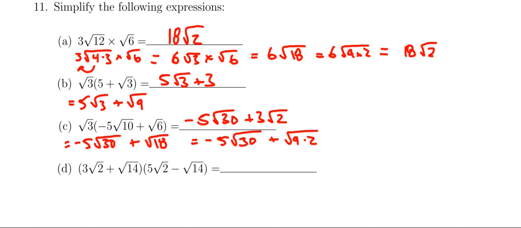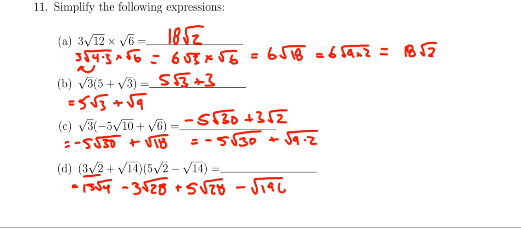Now, D. Okay, D has got a little bit more going on with it because I've got a binomial multiplied by a binomial, so I'm going to have to do some distribution. So first thing, I'm going to take that 3 root 2 and distribute it to the 2 terms there. So 3 root 2 times 5 root 2 will be 15 root 4. 3 root 2 times negative root 14 is going to be negative 3 root 28. And then root 14 times 5 root 2 will be 5 root 28. I kind of like the fact that I've got some root 28s there. And then root 14 times negative root 14 will be minus root 196.